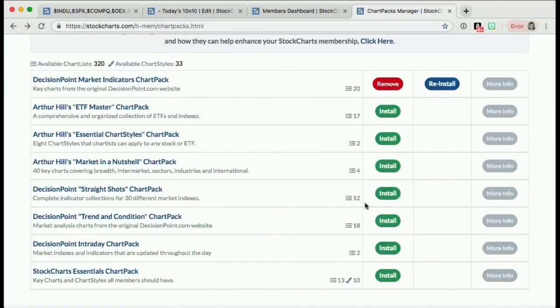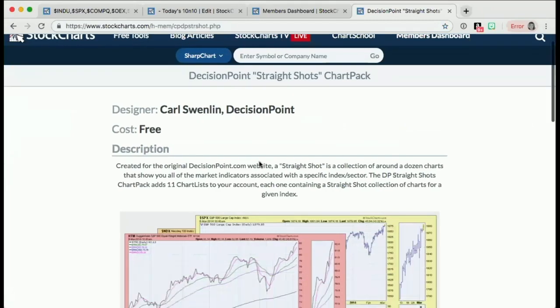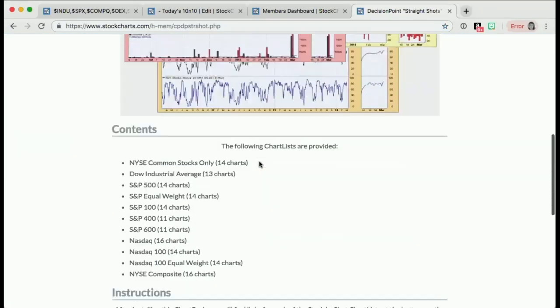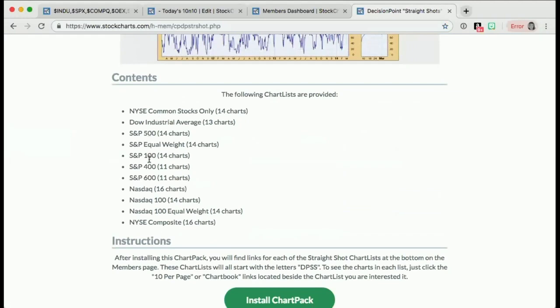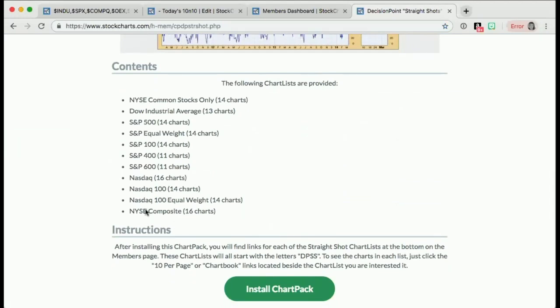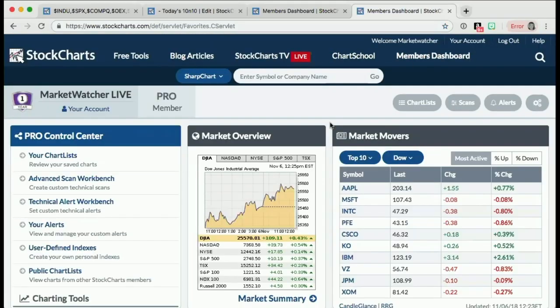We want to download the straight shots and the trend and condition chart packs. So let's go ahead and do that. And they are free. And here is what is included in them. This is the straight shots one. You can see it's just indexes, the major indexes that we cover. Each of these has all of the big picture indicators for each of them within their own little chart list. So I'm going to install that chart pack first. And again, free, very easy.